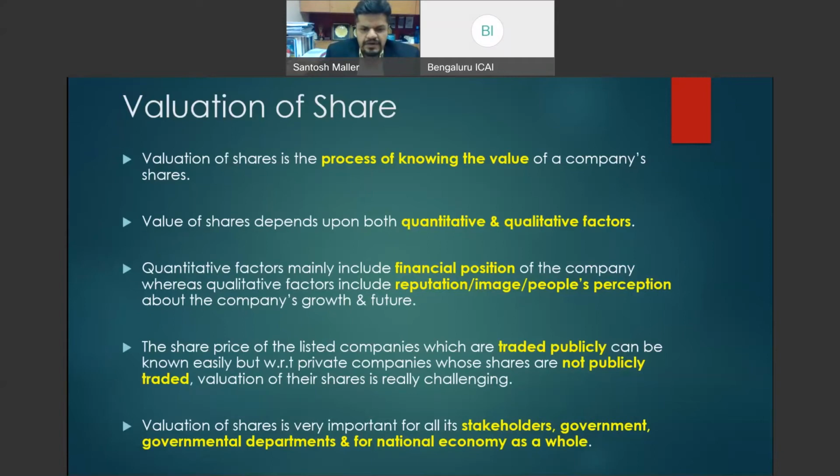Valuation of a share is important for all its shareholders, stakeholders, governmental departments, and for the national economy as a whole. So this exercise is important not just from the stakeholders' perspective, but from the government's perspective. For example, how valuable a Paytm is today, or how valuable a Chinese company called Alibaba is today, is of interest to the government, because at times the decisions or the fiscal decisions can also be based on the valuation of shares.